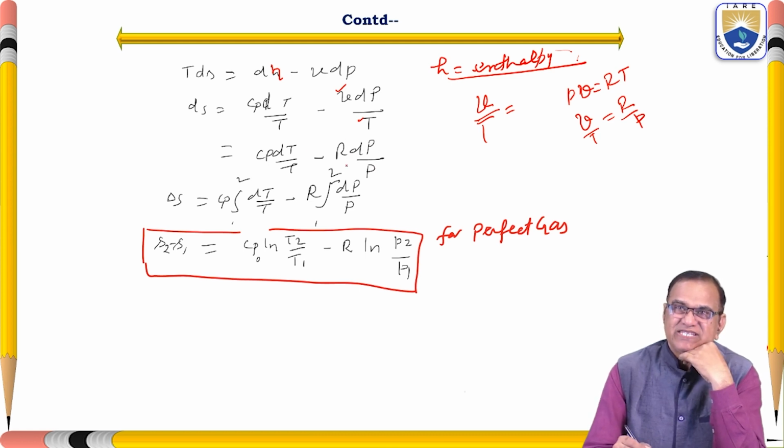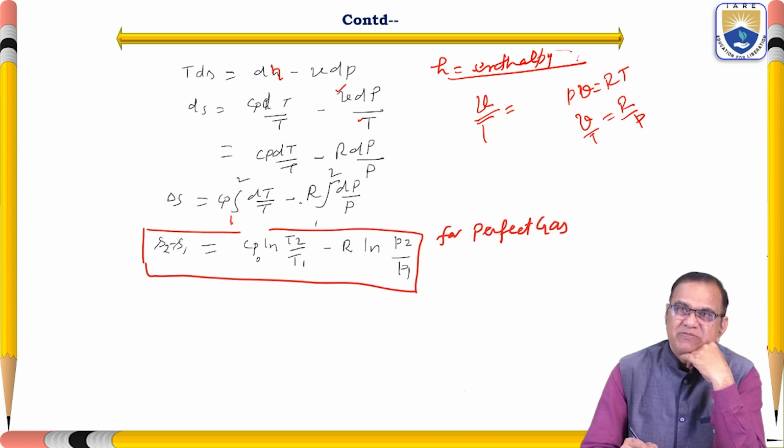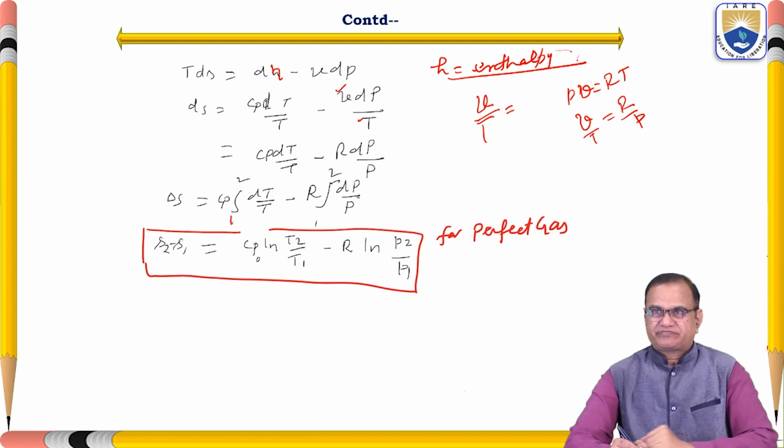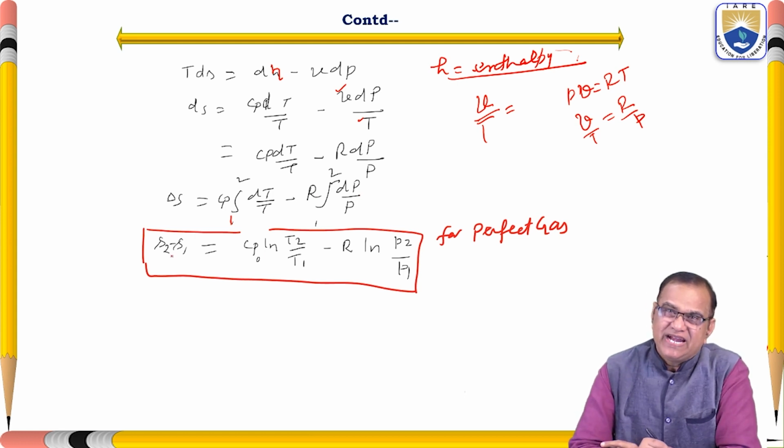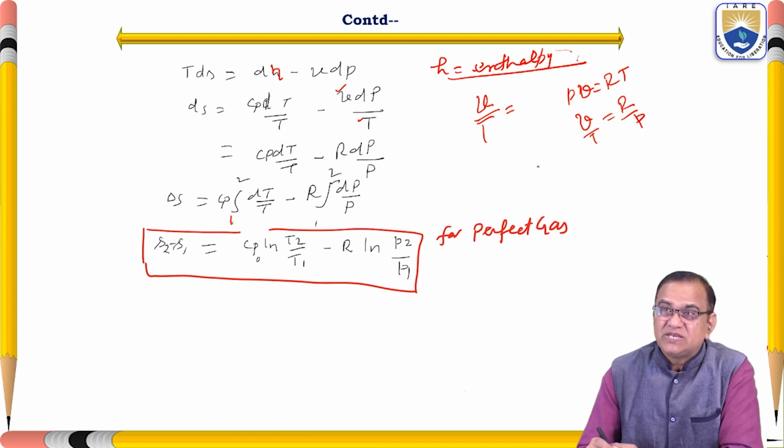If we integrate this, we will get delta S is equal to Cp integral 1 to 2 of dT by T minus integral 1 to 2 of R dP by P. So if we integrate here, we will get S2 minus S1 is equal to Cp naught. What is the Cp naught? Cp naught is for the perfect gas.